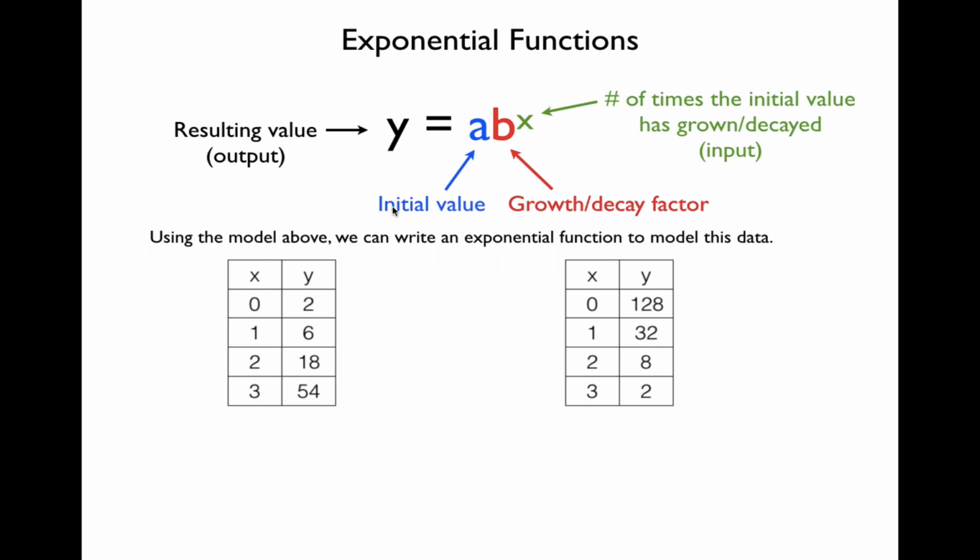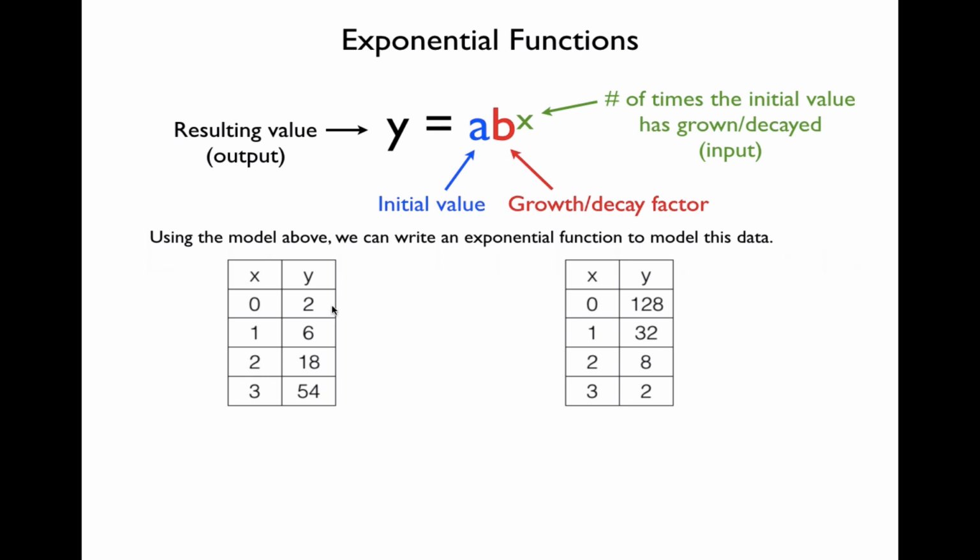So we can use the model above to write exponential functions to model data. So let's take a look at the following data. We've got an initial value with an input of 0. We get out a 2. So 2 is our initial output. Then when you input 1, you get out a 6. Input 2, output an 18. Input 3, you get out a 54.